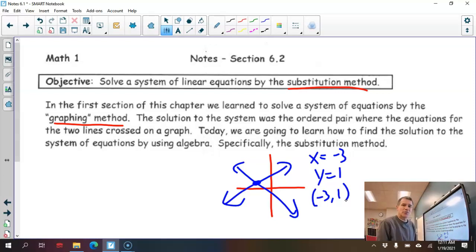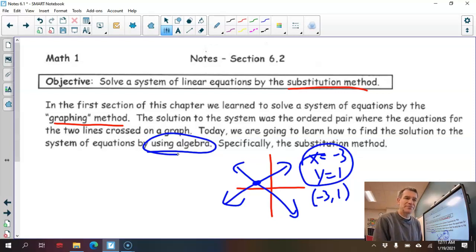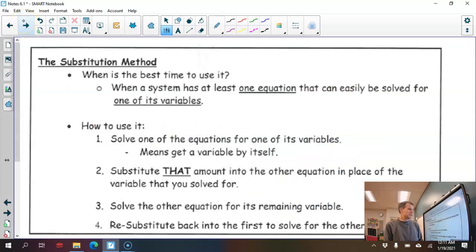All right, so today we're going to learn a new method to solve a system, to find an x and a y value. And this time we're going to use algebra to solve the system. Specifically, we're going to use what's called the substitution method. These are the directions to the substitution method, and they will make more sense as I do it. Each of these examples has a little twist to it that's different, so make sure you listen to each one and fill them out.